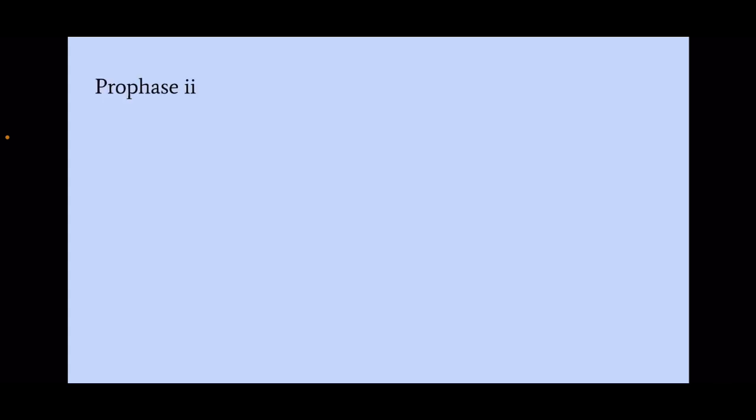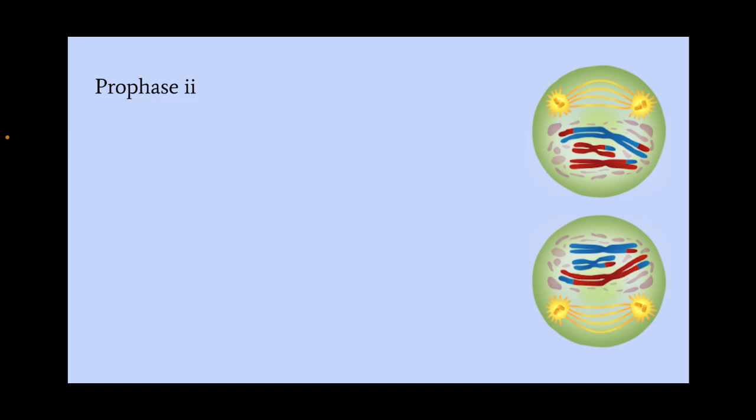Prophase 2 is pretty much the same as prophase 1, but without the crossing over, because that's already happened and they're not with their homologous pair anymore.